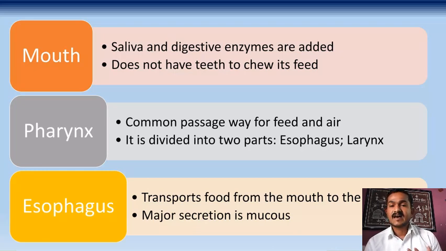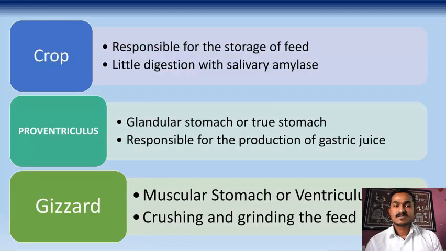Understand? So feed passes from the esophagus, and air passes from the what? Larynx. Clear? Then the next one is the esophagus. The esophagus is simply a tube-like structure, and it passes food from the mouth up to the where? Up to the gizzard. Clear? That is the grains eaten by the bird, and these grains pass into which part?